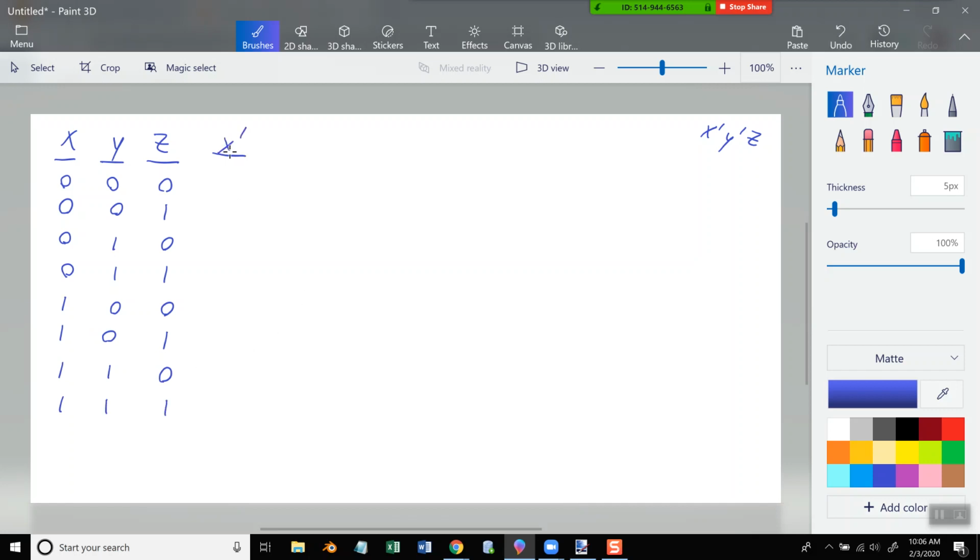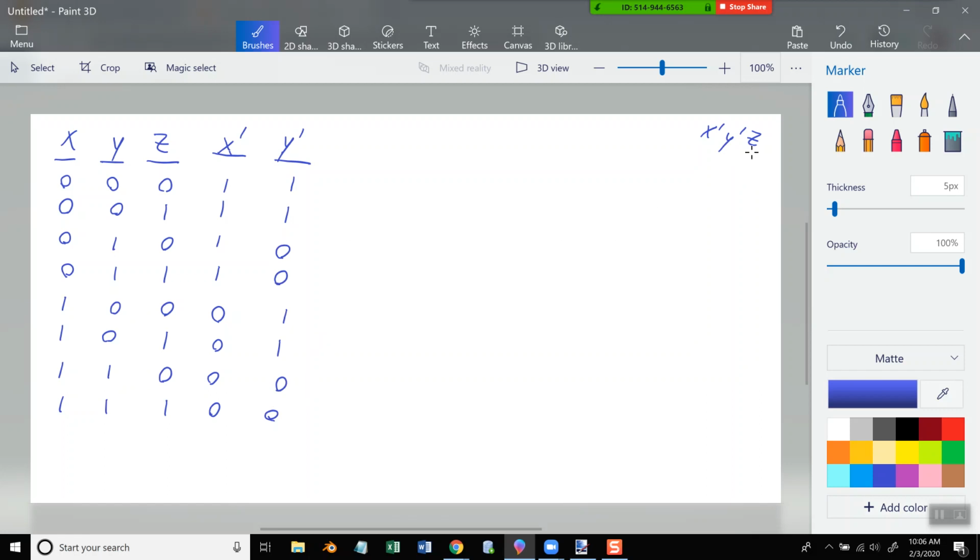Now, not X. That means I just flip these X's. So that's 1, 1, 1, 1, 0, 0, 0, 0. Not Y. I'm going to flip the Y's. So 1, 1, 0, 0, 1, 1, 0, 0.